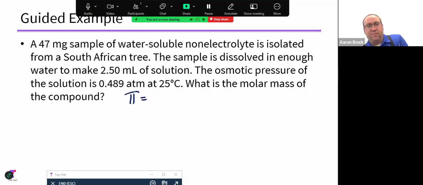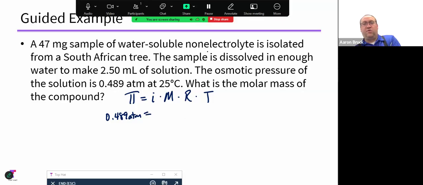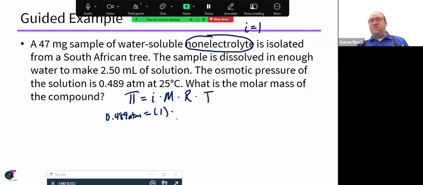So setting it up, pi, osmotic pressure, is equal to the Van't Hoff factor times molarity times R times T. The osmotic pressure is 0.489 atmospheres. We're told that this is a non-electrolyte. When we see the word non-electrolyte, our first instinct should be i is equal to 1. Now, we don't have enough information to know the molarity yet, so I'm just going to leave that variable alone.